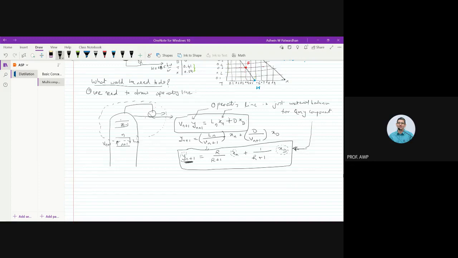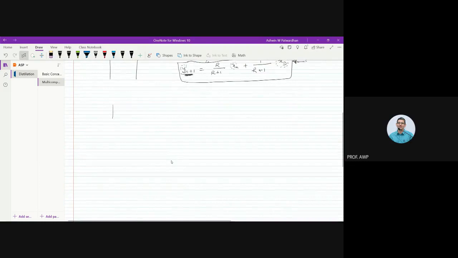Yes, sir. Now, suppose we want to look at the bottom of the column. This is our operating line in the rectification section. Now, if you are looking at the stripping section, same way our operating line. Suppose we just say that this is your W, this is your N, N minus 1. We are taking the topmost tray as 1, right? So n plus 1, n, n minus 1.